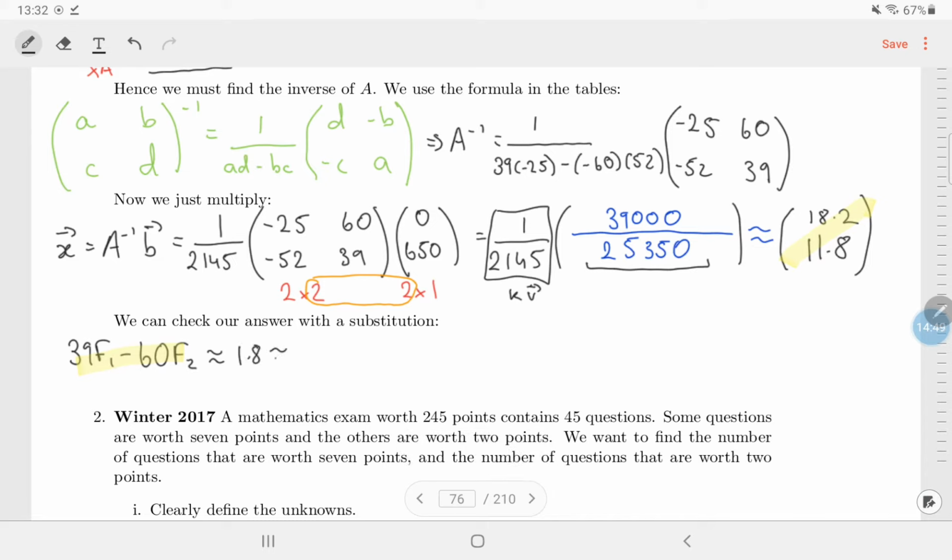Now you might say, oh, that's not approximately 0, but it's close enough. What you could do is not round and put them in like that instead. I'm not going to go back and do that.